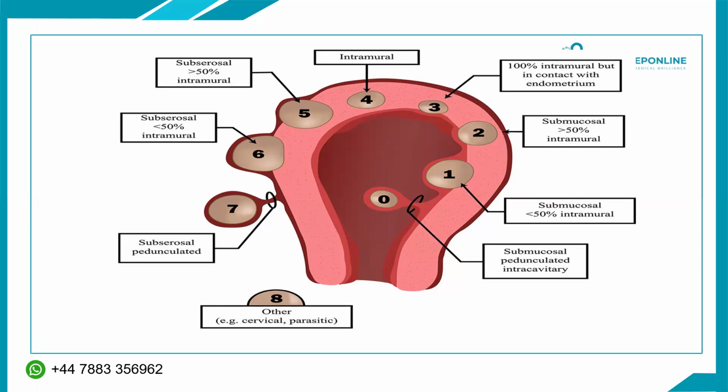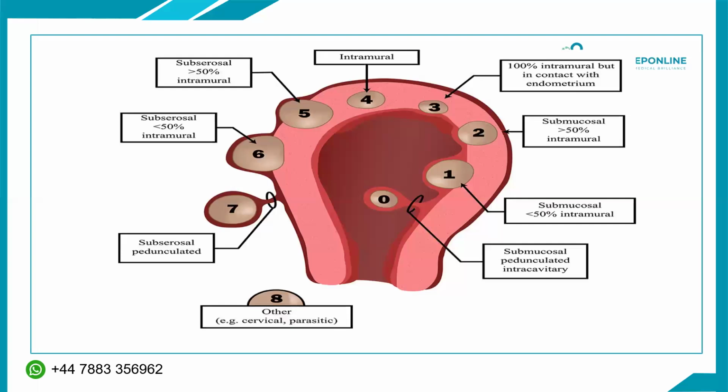So you can see most of it is submucosal, very less part of it is in intramural. 2 is again submucosal, but more than 50% is gone intramural. 3 is when it is 100% intramural, but you can see the edge of it is in contact with the endometrium. 4 is when it is completely intramural and no part is in contact with the endometrium.